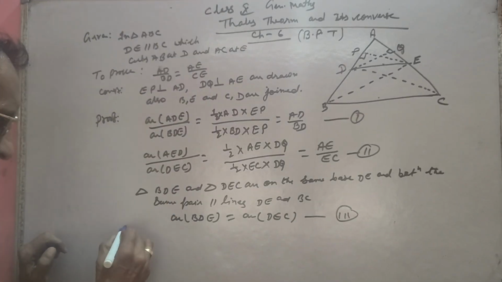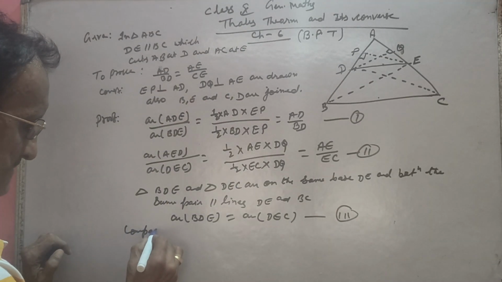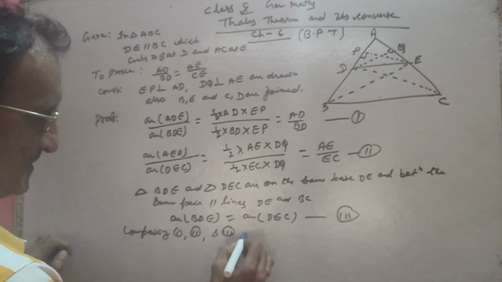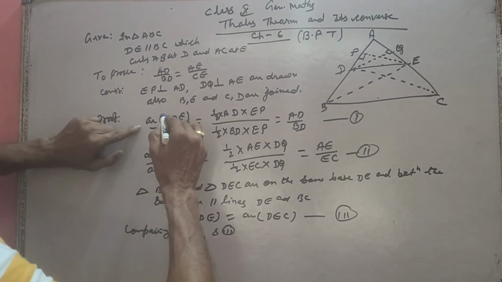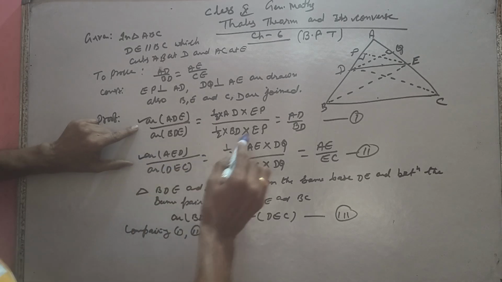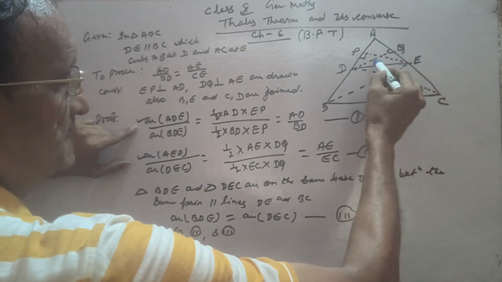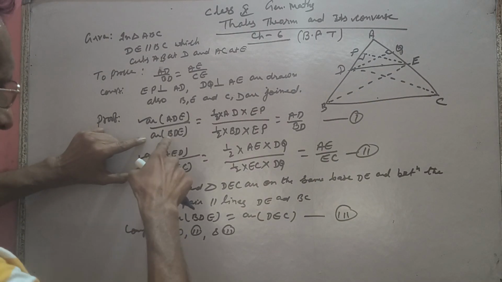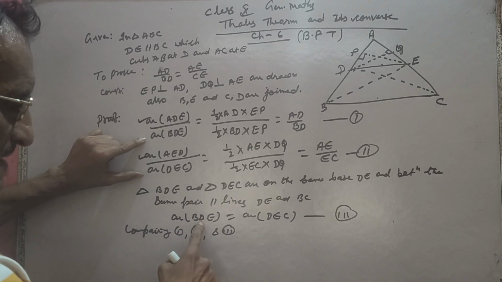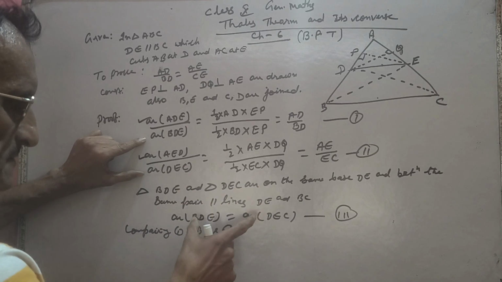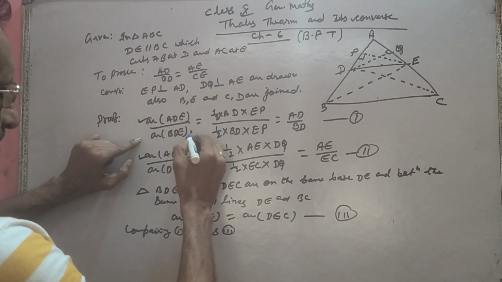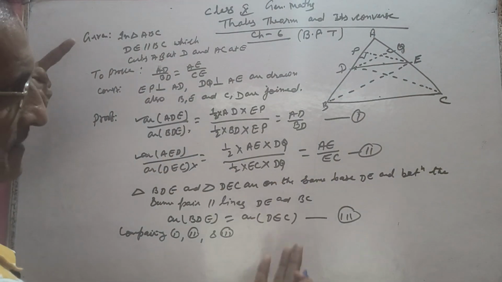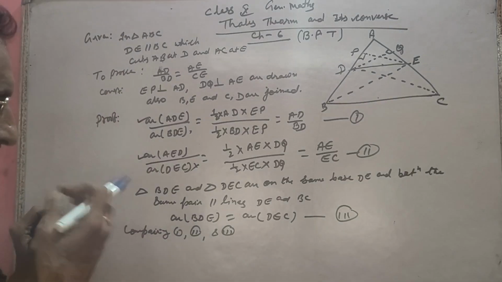Now carefully compare equations 1, 2 and 3. See the numerator, area of ADE. Either you can say ADE or AED, they represent the same triangle only. So their numerators are the same. BDE and DEC we have proved equal. The denominator areas are equal, as already proved, and the numerator represents the same triangle, so obviously the ratios will be equal.